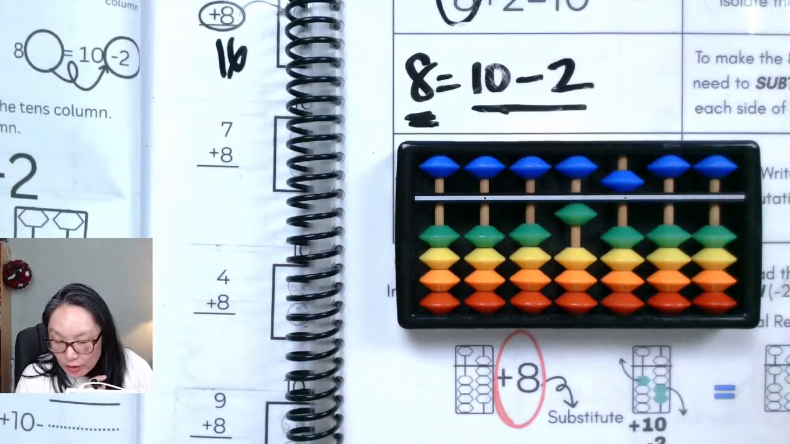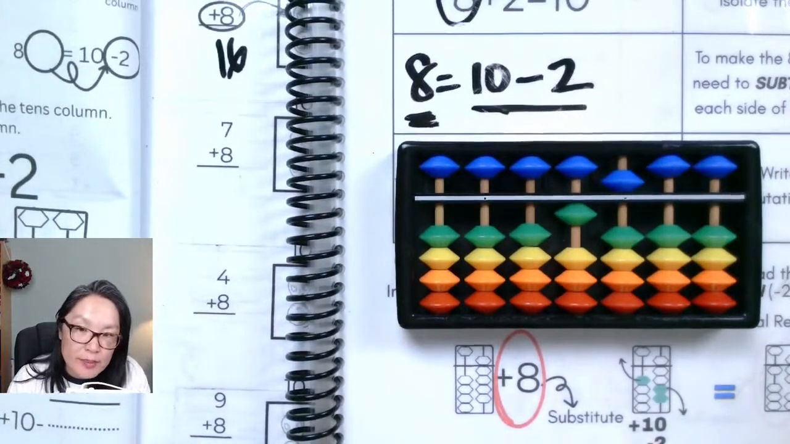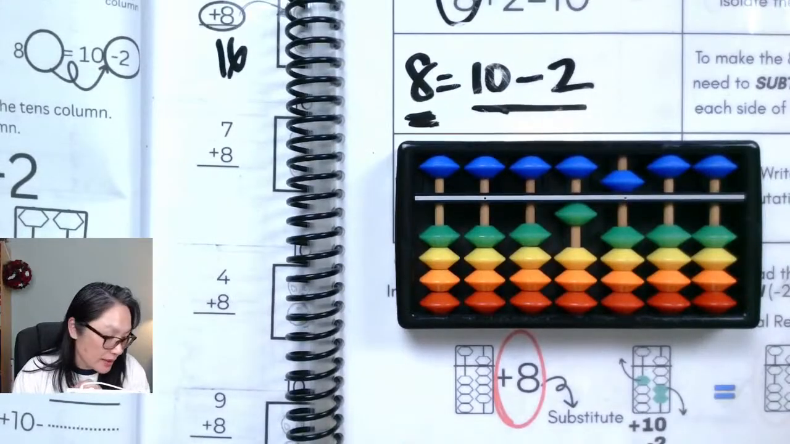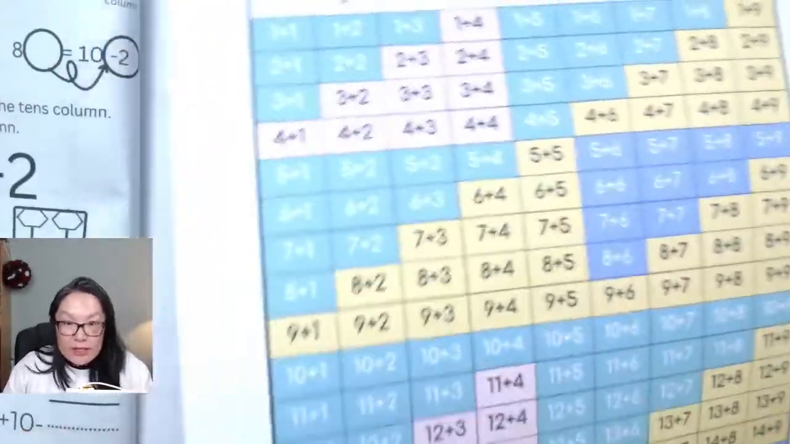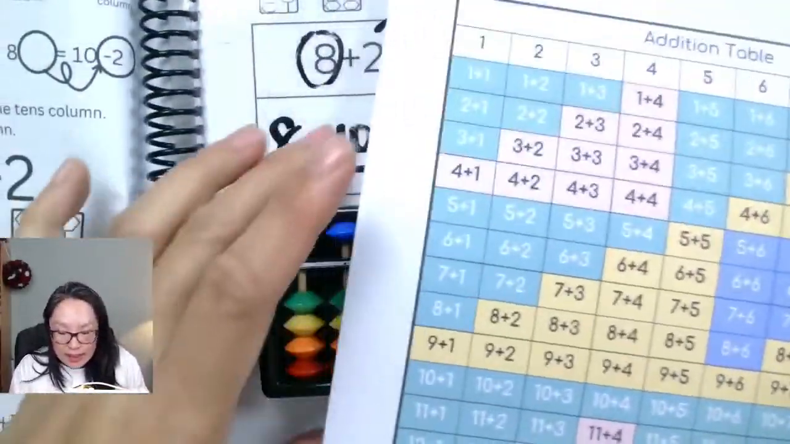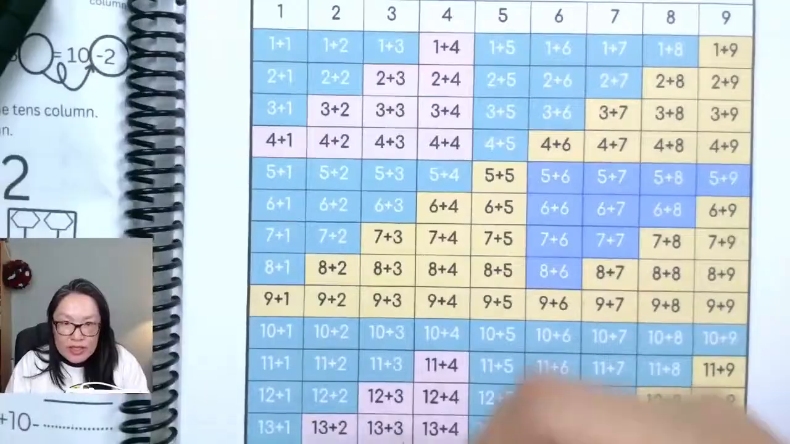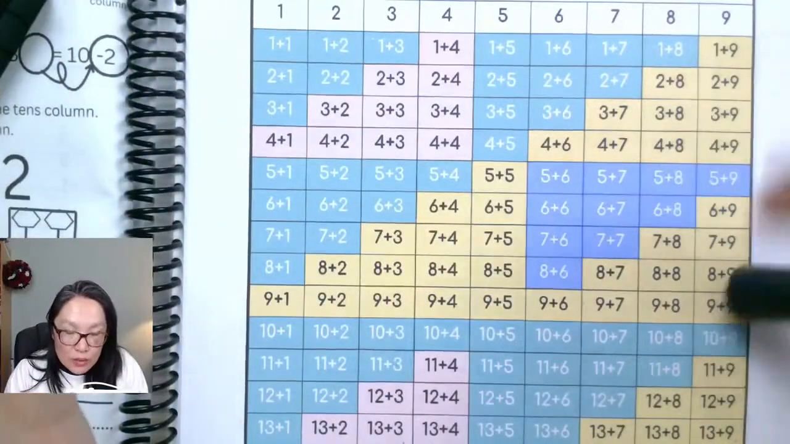But I do have a lot of worksheets that are very specific, abacus based. The reason why is because the questions are very specific. So what does that mean? Well, let's take a look. Here is my addition table. Usually when we're given the addition table, we're just given the whole table. But in abacus world, it's very specific.